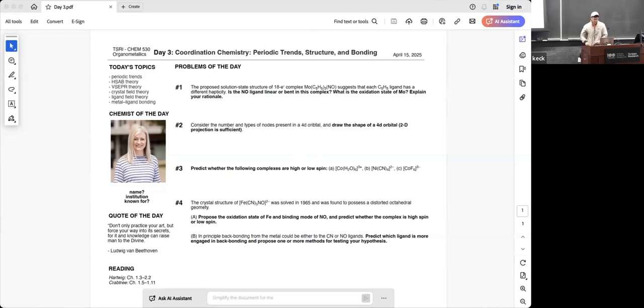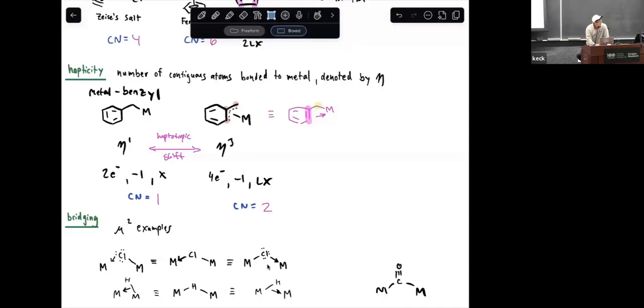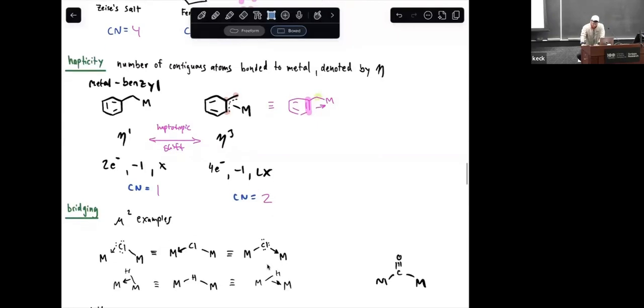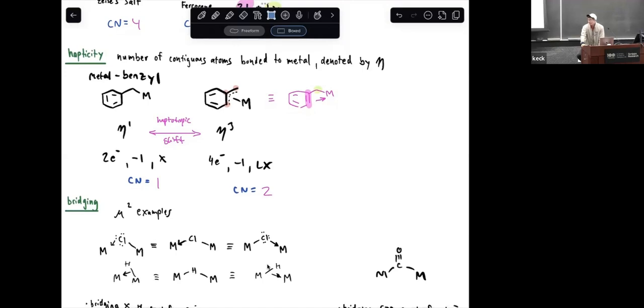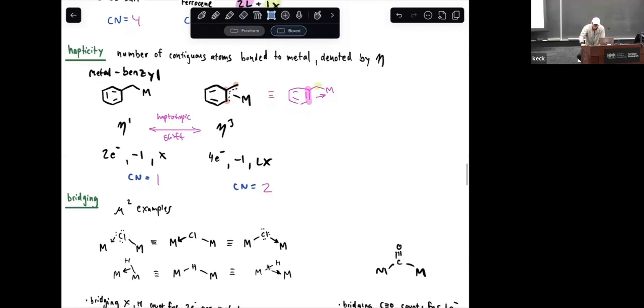Okay, we will pick up where we left off, and where we left off was a discussion of hapticity and the consequences of haptotropic shifts in the context of electron counting. Were there any questions from last time before we jump right in? Feel free to interrupt me. We've got about a page of notes here to wrap up what is formally the day 2 lecture notes, and then we'll jump into day 3.